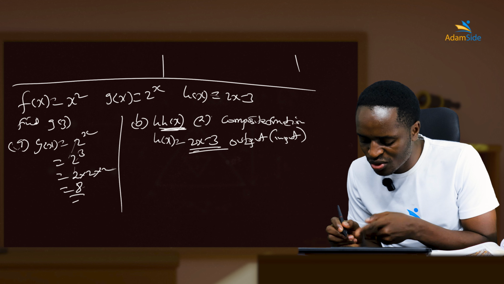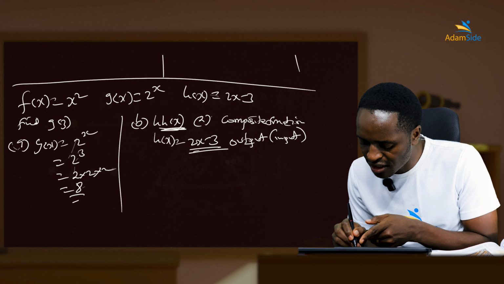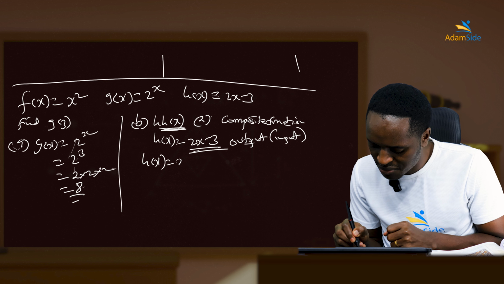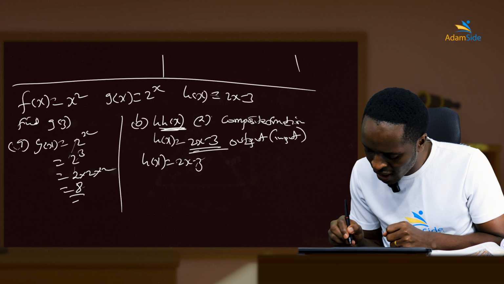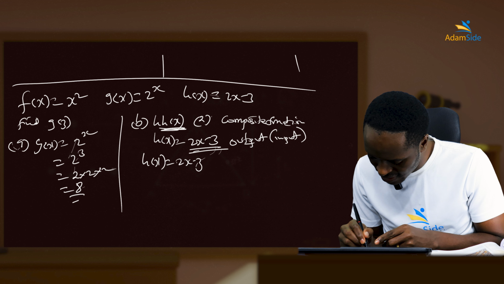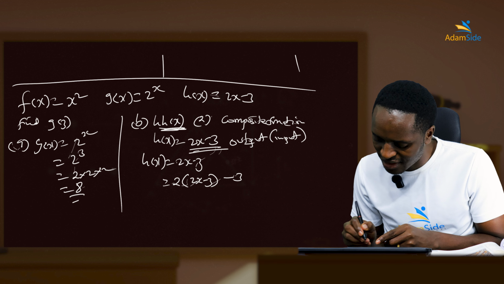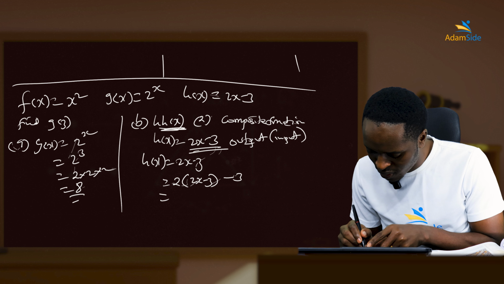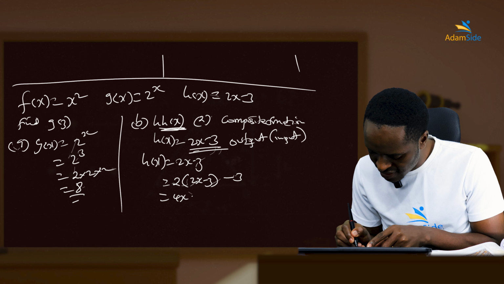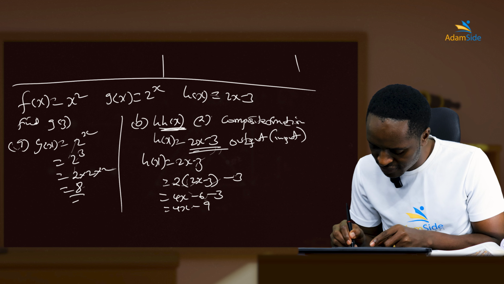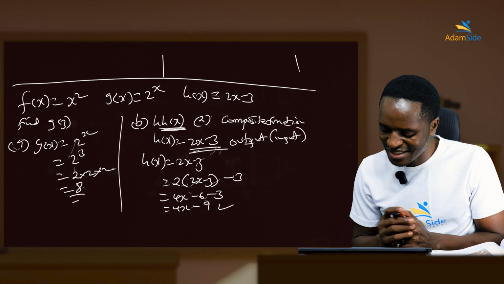Your function h of x is 2x minus 3. So where there is x, replace it with 2x minus 3. h of x is equal to 2x minus 3. Your output, use it as an input in the second. So 2 into 2x minus 3 minus 3. That's what you do. 2 times, open bracket, 2 times 2x is 4x. 2 times minus 3, that's minus 6 minus 3. Then your answer will be 4x minus 9. As simple as it is.